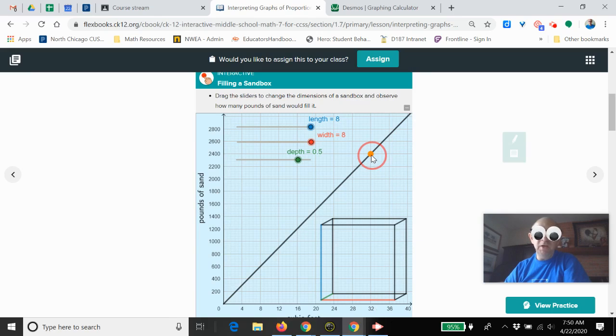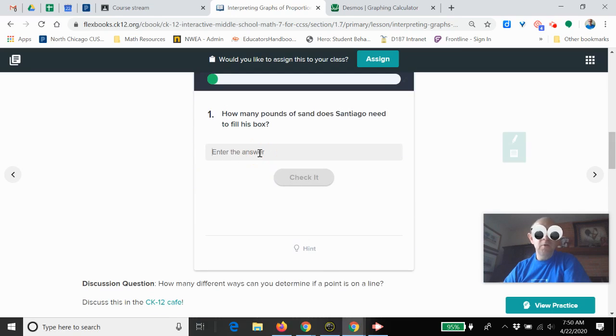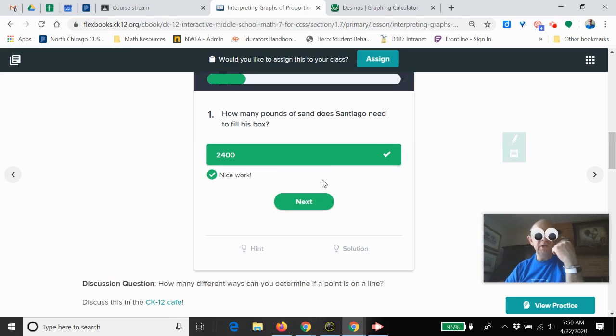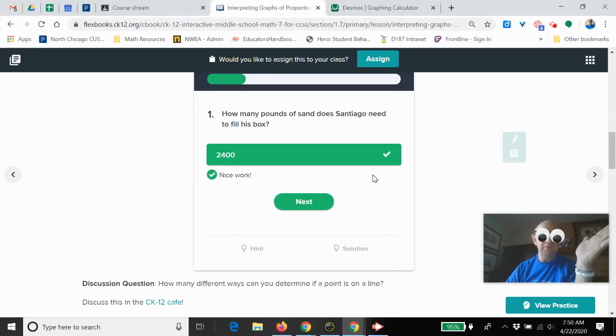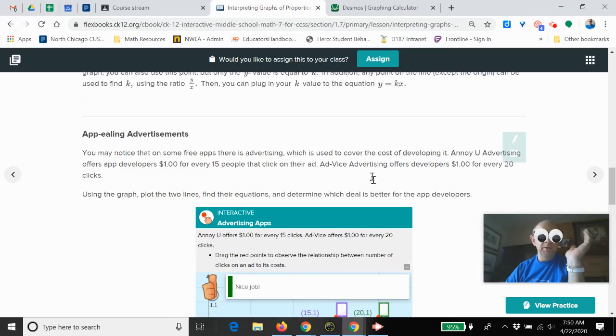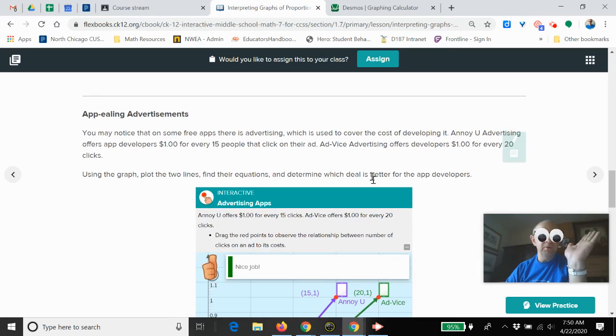So here's our volume. And the number of pounds of sand is 2,400 because we just go straight across to here. So the sand we need is 2,400. That's how we check using a graph. The graph was created using the equation with the constant of k, y equals kx. And we don't even need to know what it is if we're just looking at the graph. So let's look at another example.